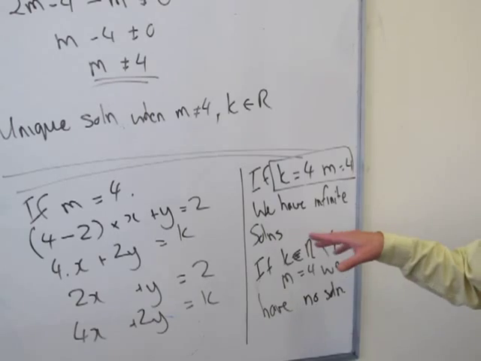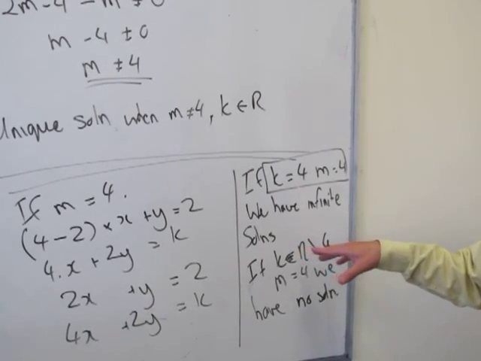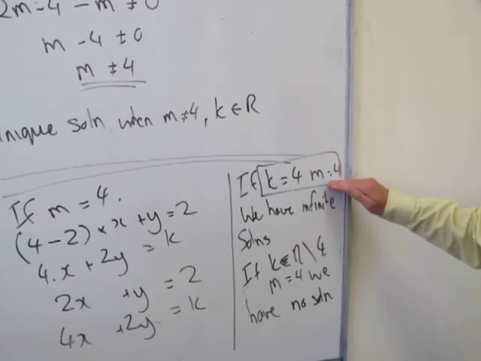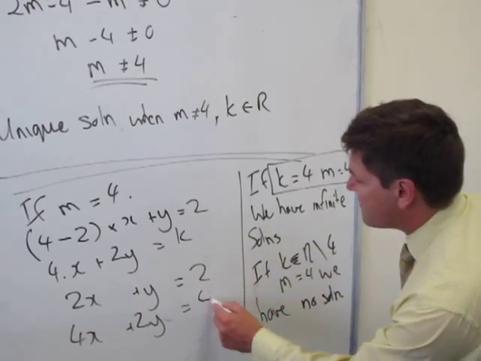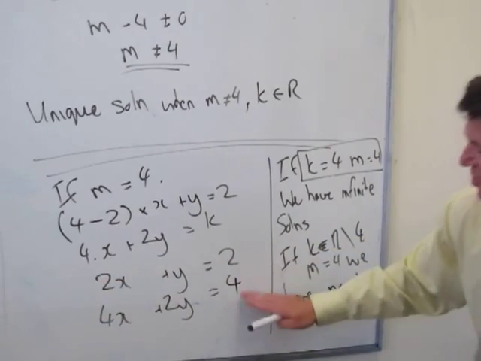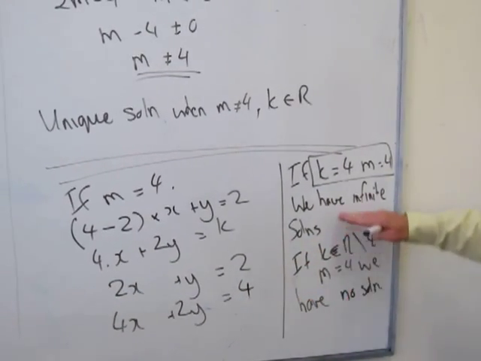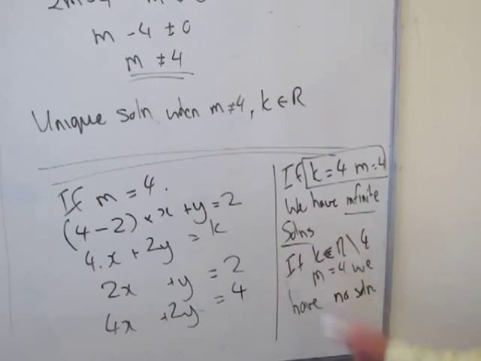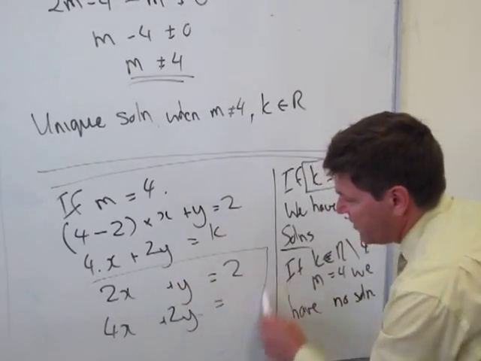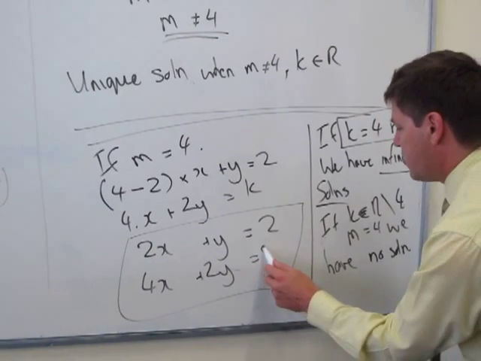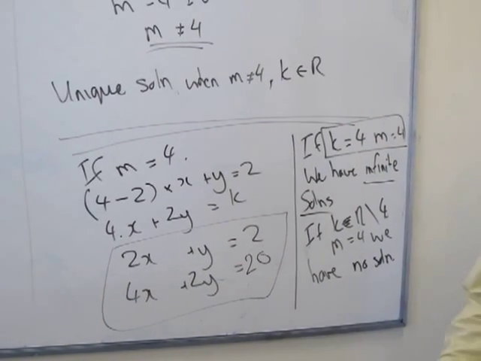Now these can take on many different forms, and that's what we've got here. So if k is 4 and m is 4, meaning we've got, and we'll just rub it off now, this is what we get, which is the same line, which means infinite solutions. If k was anything else and m was 4, which is what we've got here, so let's put in here 20, they're parallel lines.